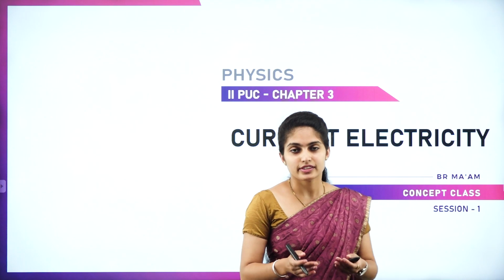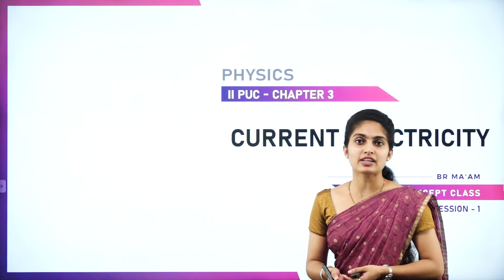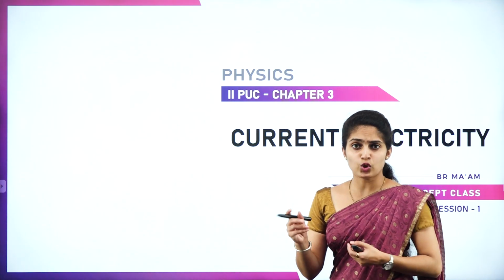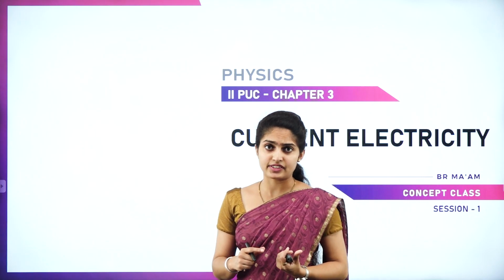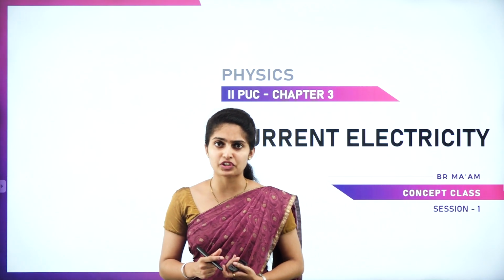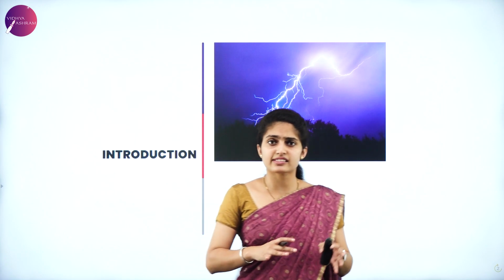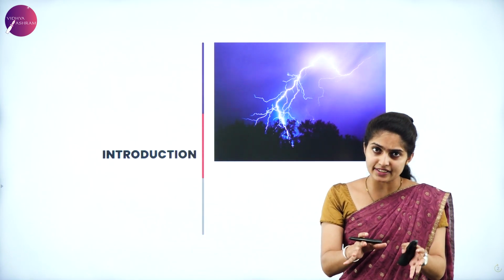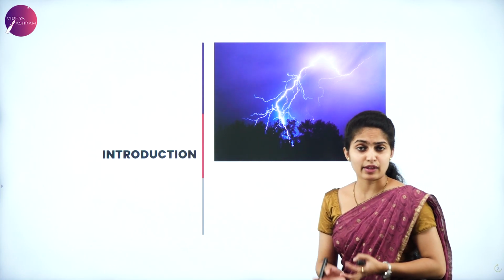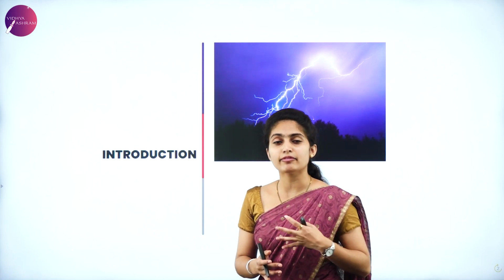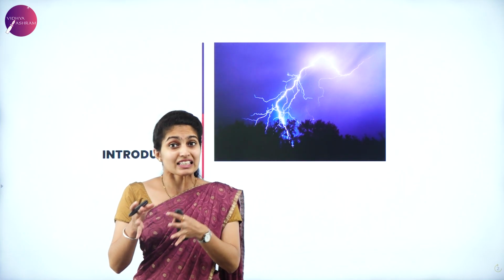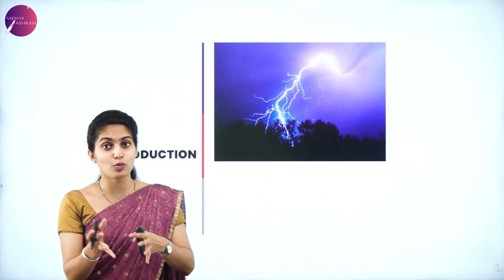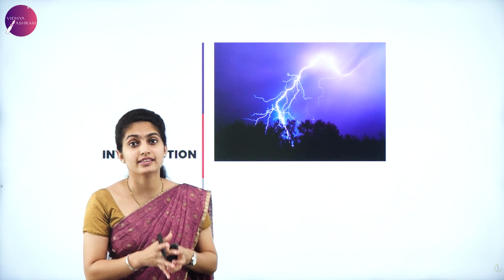Let us begin with the chapter. The chapter name is Current Electricity. Current and electricity, you have two concepts over here. So what exactly are current and electricity? If both are one and the same, why do we have two names at a time? That would be a question. Now students, current and electricity are both different, that is why they are together.